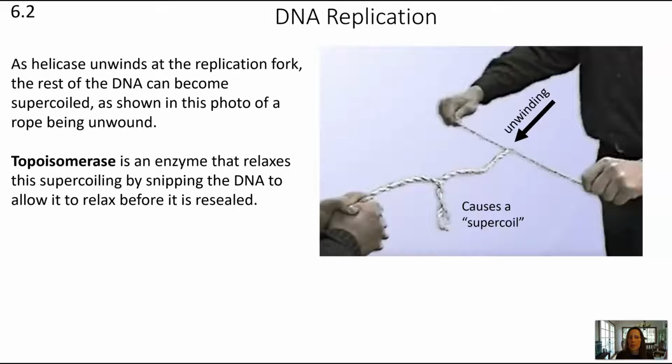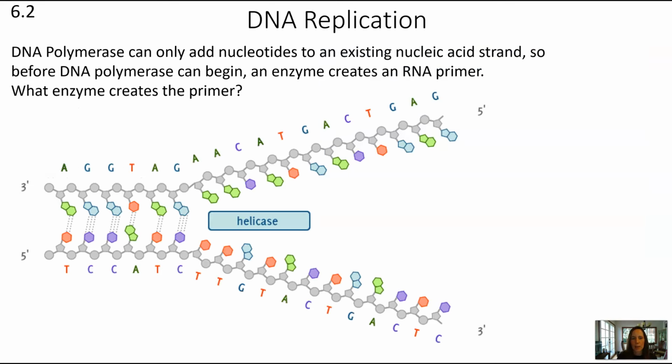That's called topoisomerase. And topoisomerase's job is to snip the supercoiled area and let it unwind, let it relax, and then put it back together. So it prevents this tension from building up, the supercoiling due to the unwinding by the helicase. So let's get back to this picture where we see our helicase starting to unzip or unwind our DNA helix, or separate those two strands.